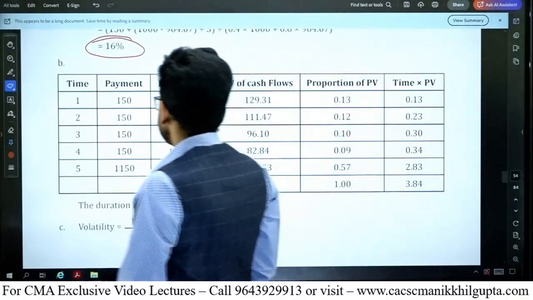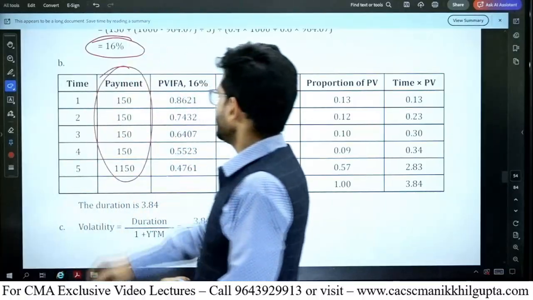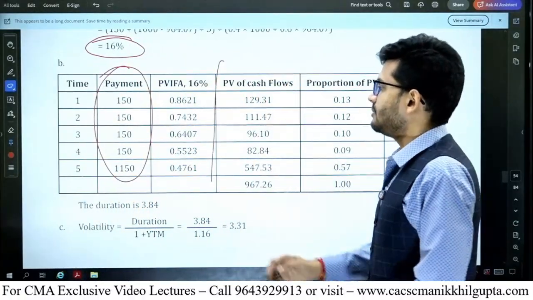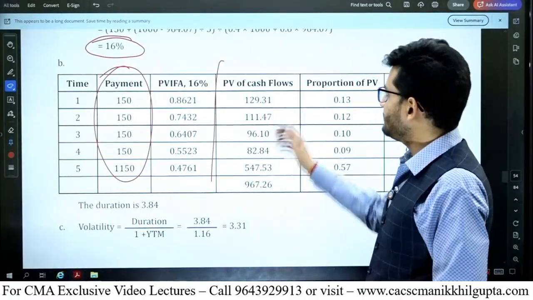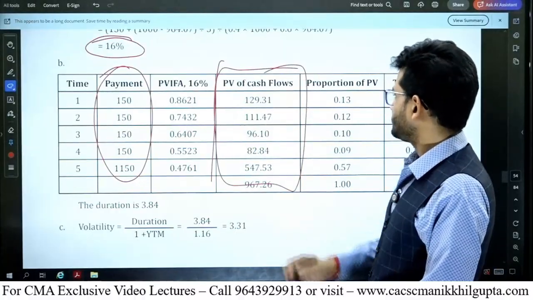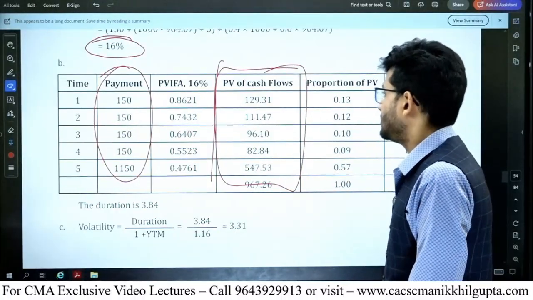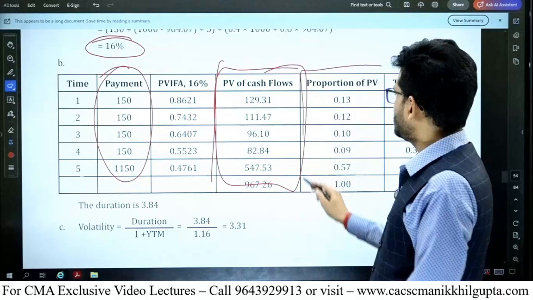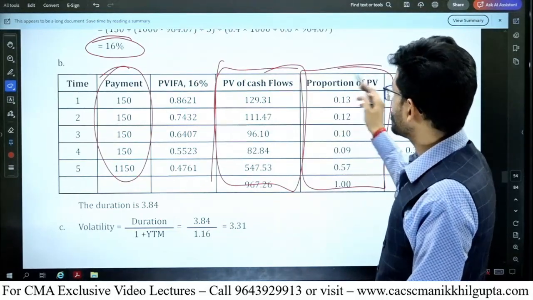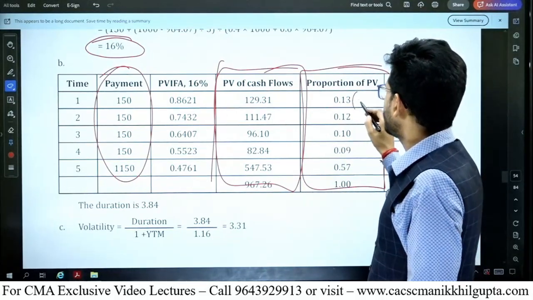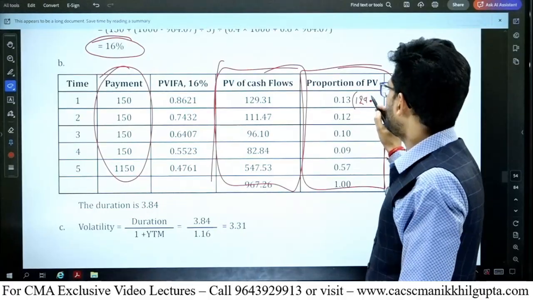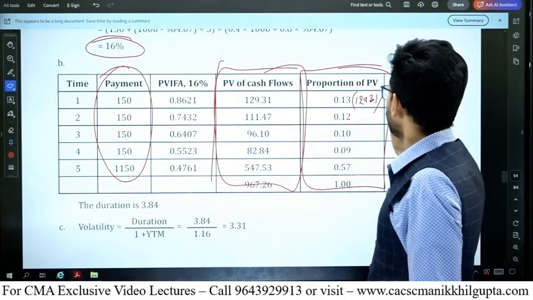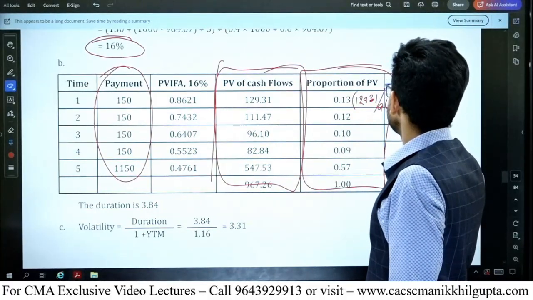For that, we have made a simple calculation. We have calculated the cash inflows and discounted them using the 16% rate, giving the present value of the cash flows. Then we have calculated the proportion of the present value, which is calculated as 129.31 earned out of 967.26.